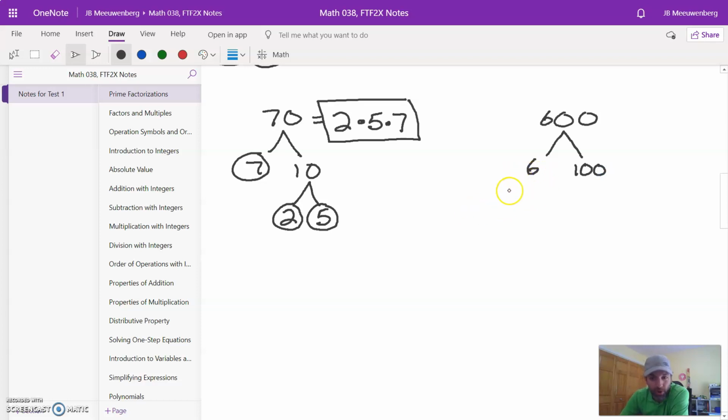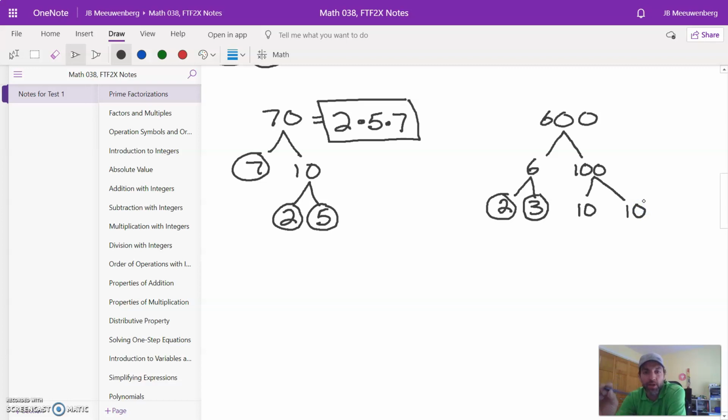Neither of those numbers are prime, but 6 can be factored into 2 and 3. I don't like the word broken. I should have said factored. Factored into 2 and 3. 100, not prime. You could do 2 times 50, 4 times 25. I'm going to choose 10 times 10.